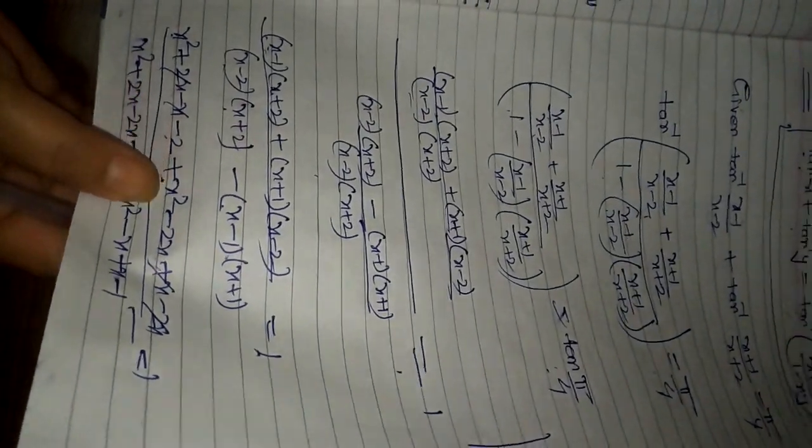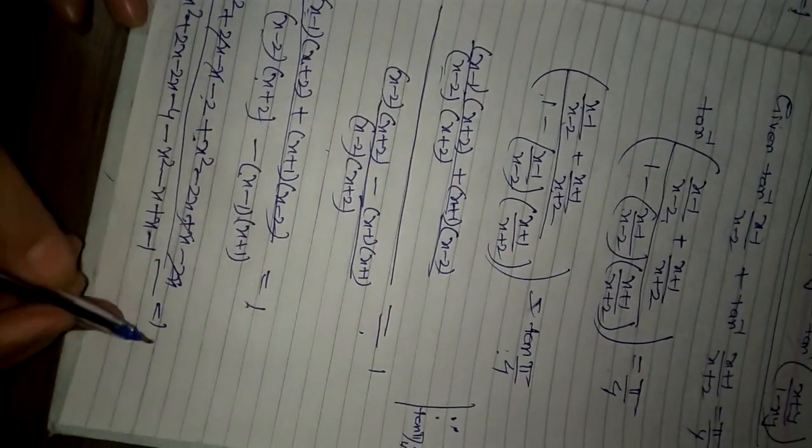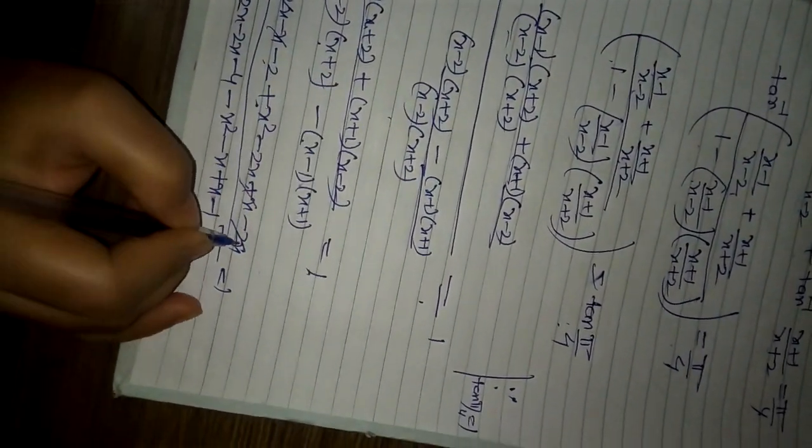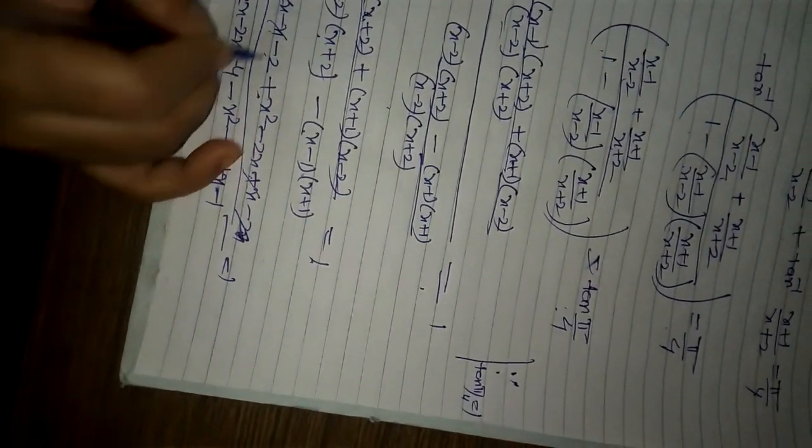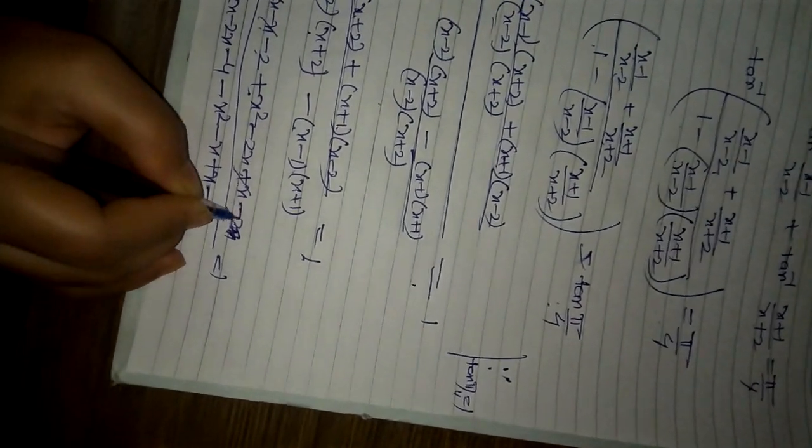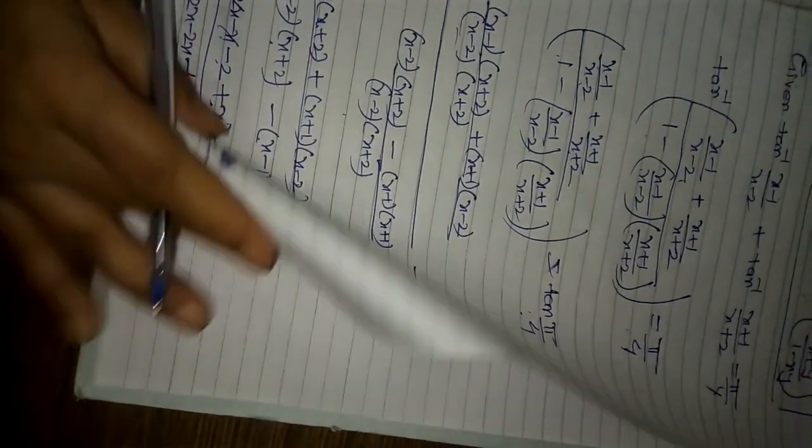So it is coming here minus 2. This plus x is cancelled with this, so it is coming minus 2 and minus 2, minus 4. So what is coming here? 2x square minus 4.